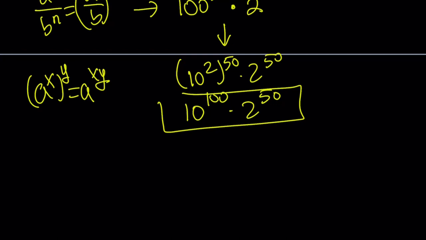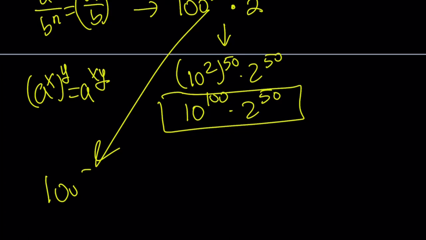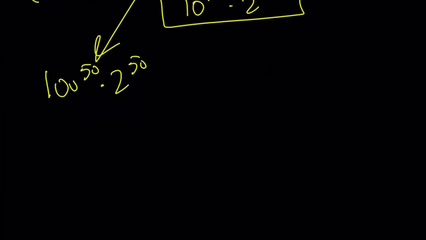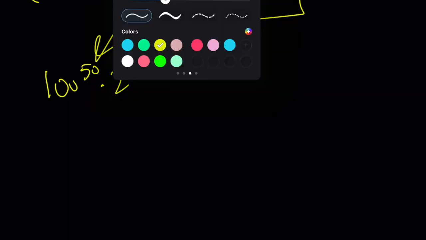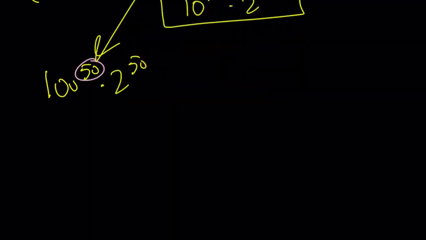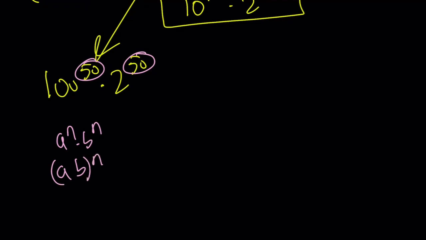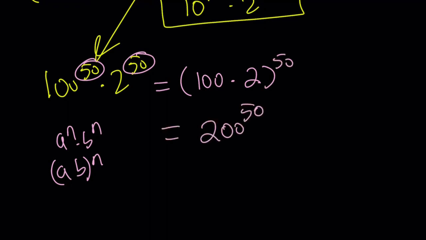But we could also do the following. We could get a different result, which is actually kind of cooler because that allows us to write the whole thing as a single expression. So we got from here 100 to the power 50 times 2 to the power 50. Makes sense? Okay, here's what I'm going to do. Remember, one of the rules said if you have the same exponent, you can combine the numbers. How? a to the n times b to the n is a times b to the n. So we can use a common exponent here. So write this as 100 times 2 to the power 50. And that can be written as 200 to the power 50.